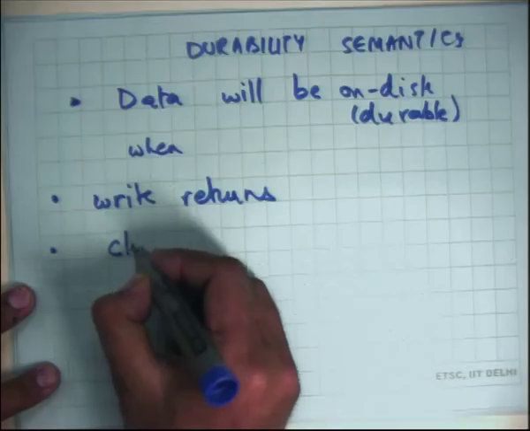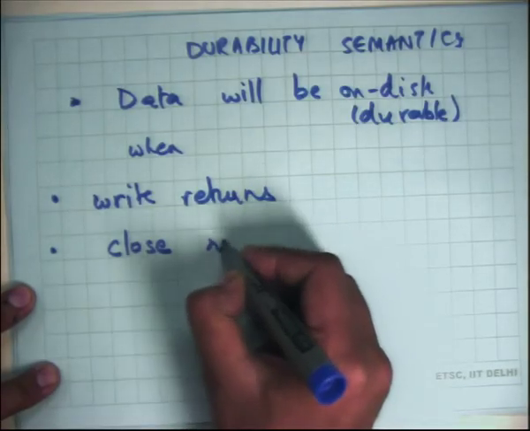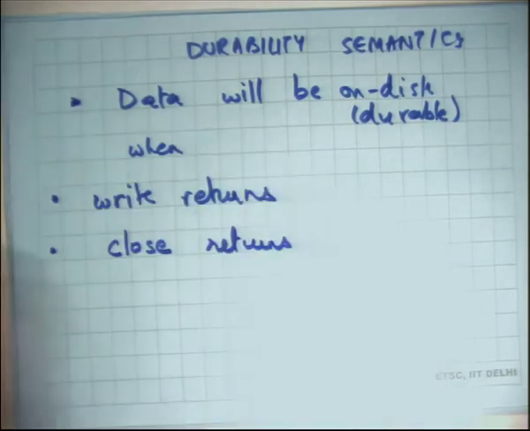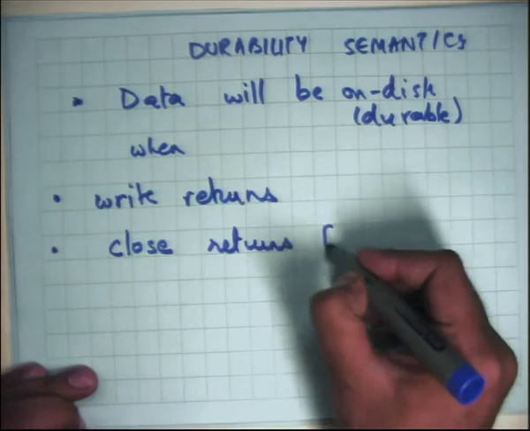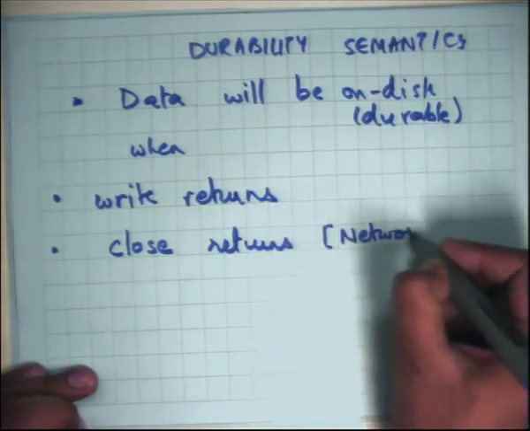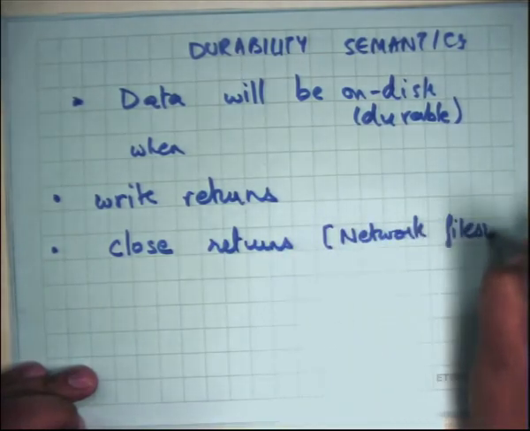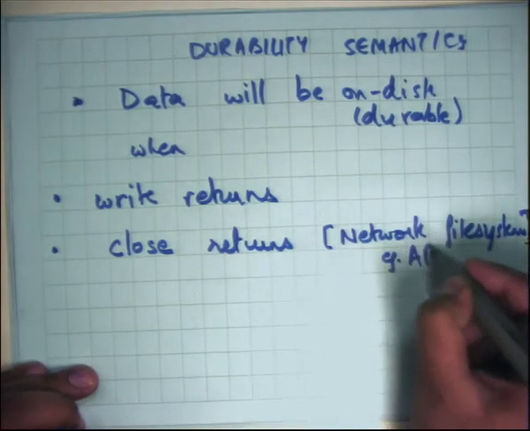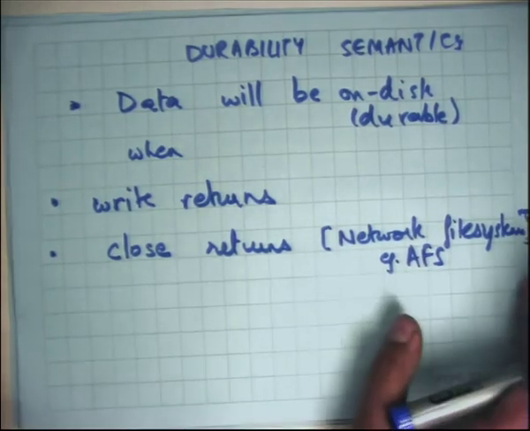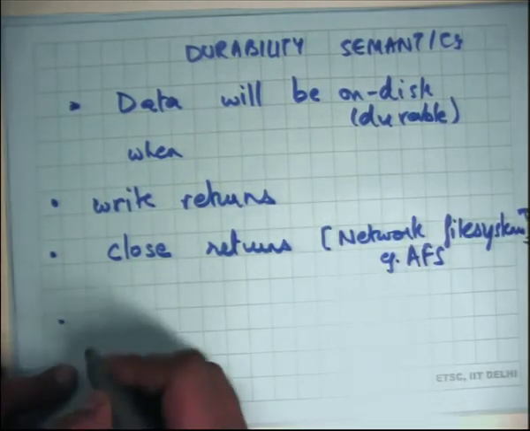The other option is before close returns. So you can say, I don't care if there are multiple writes, but if you close the file, that's the point at which I'll say that definitely all the data for this particular file has been made durable. So that's another option. And some network file systems use this, for example AFS. AFS is a network file system that uses this. The other option is at some point in the future.